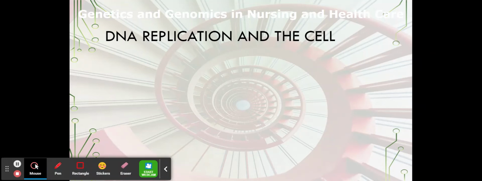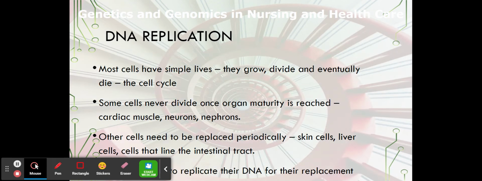Okay, and now we are back with DNA replication in the cell, and we're going to really pare this down to almost nothing, just so that you get the concept and it'll help you understand other disorders. So, most cells have very simple lives. They grow, they divide, they eventually die. And that's your cell cycle. They stick to other cells, they have adhesion molecules.